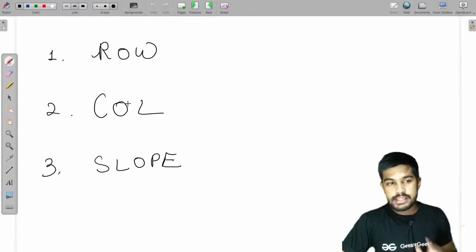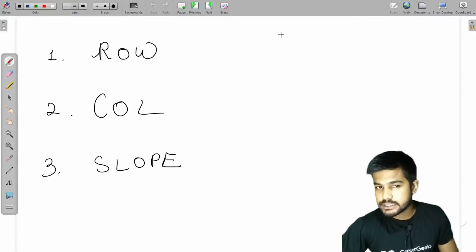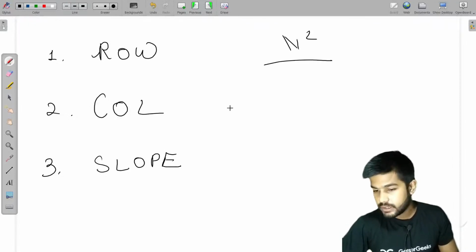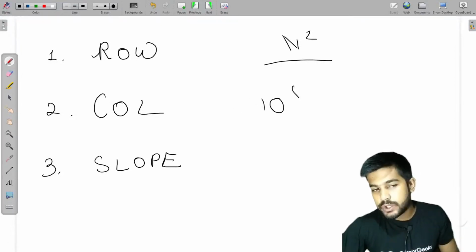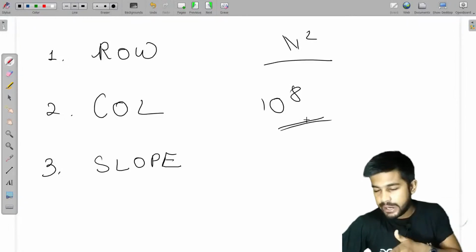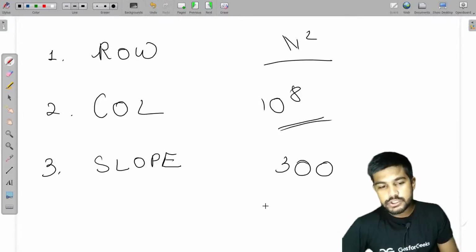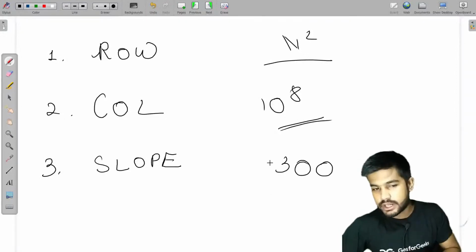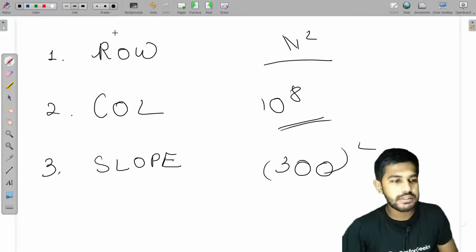Now the thing is, what are the constraints? If you see the constraints, we can see that an n square approach is feasible. How is an n square approach feasible? In 1 second we can do 10 to the power 8 operations. If you multiply n, which is 300, by itself, 300 square, it would be less than 10 to the power 8. So we can afford this.